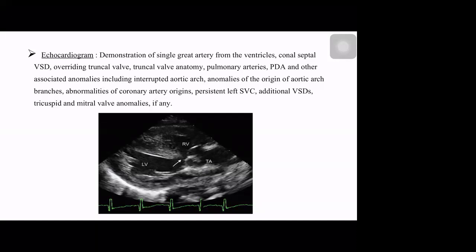Then whether there is presence of PTA or other associated anomalies, including interrupted aortic arch, whether there is any anomaly of the origin of the aortic arch branches, detailed abnormalities of the coronary artery origins, because accordingly the surgical plan of management will be decided, whether there is any persistent LSVC, additional VSD, which is very uncommon, and associated tricuspid and mitral valve anomaly present or not. So these are the anatomical details which we must get from the transthoracic echocardiography.